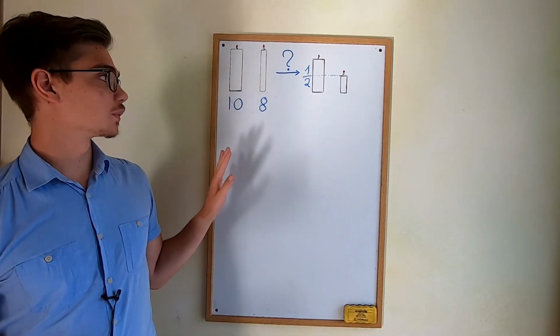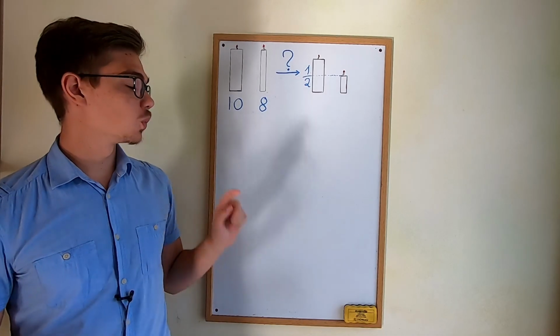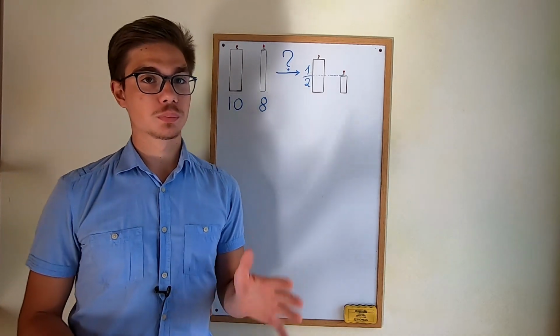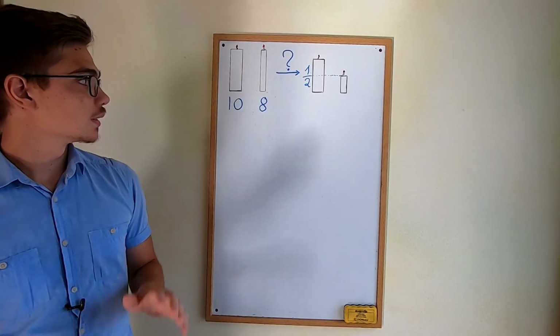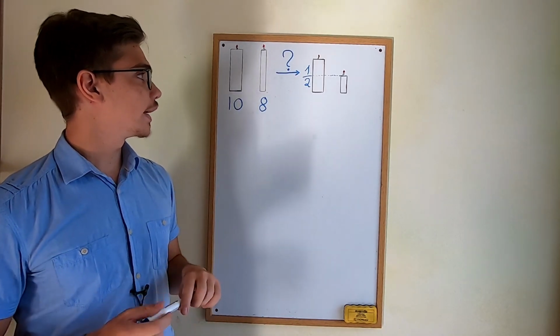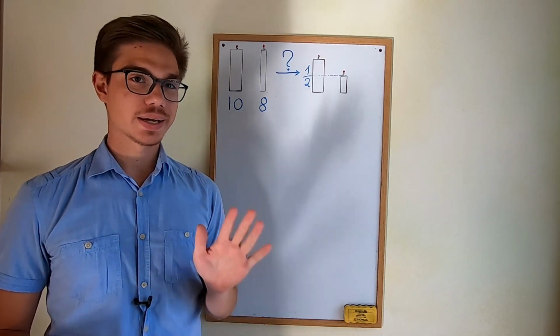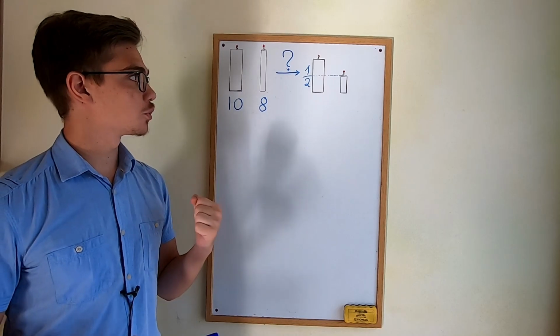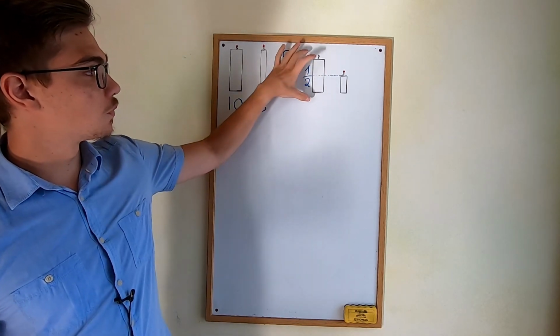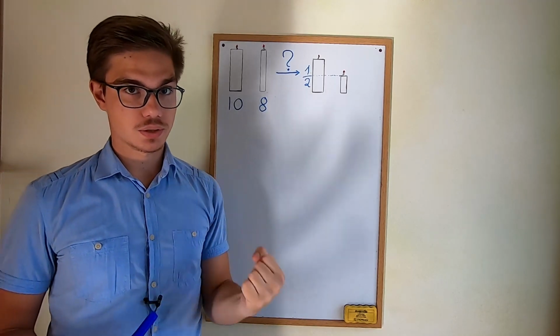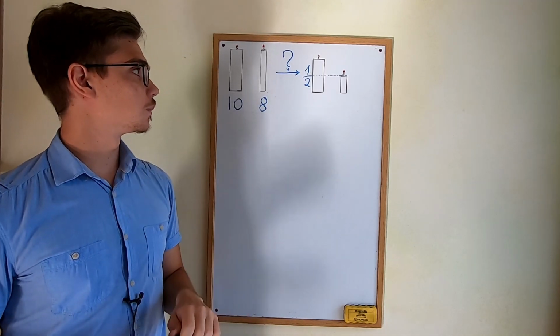So we get two candles, which are the same height, but one is slightly thinner than the other. And we know that the first candle completely burns in 10 hours. The second candle completely burns in 8 hours. Now the question is, if the candles are lit at the same moment, how much time should pass in order for the first candle to be twice as high as the second candle?